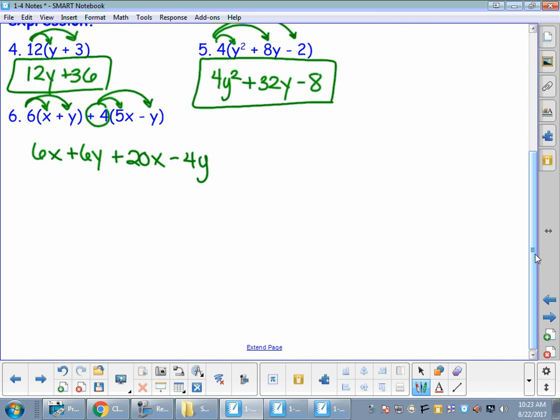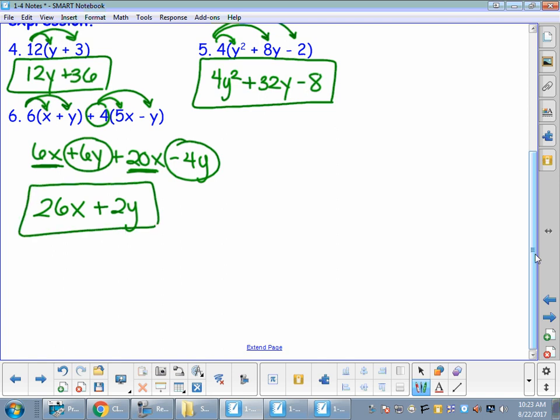When I look back through the problem, I notice that there's 6x out in front and a 20x here in the middle. So that could be rewritten better as 26x. A positive 6y and a negative 4y tells me I have positive 2 y's left over. You can't put the x's and y's together, so that is the simplest way we can represent that problem.